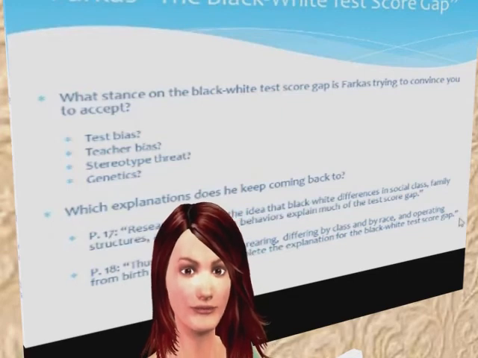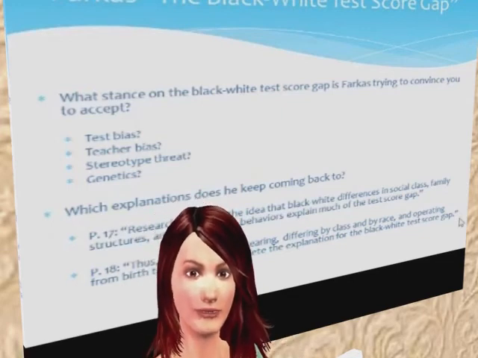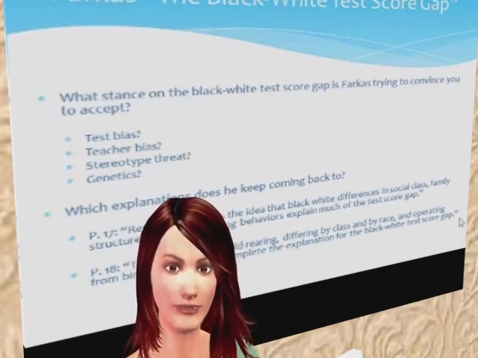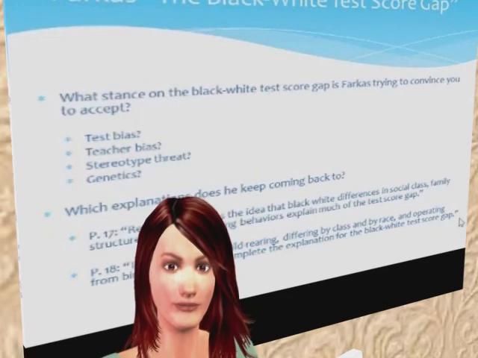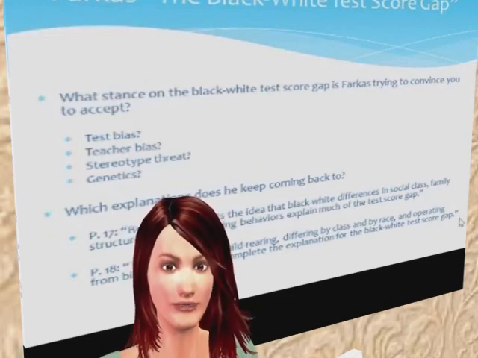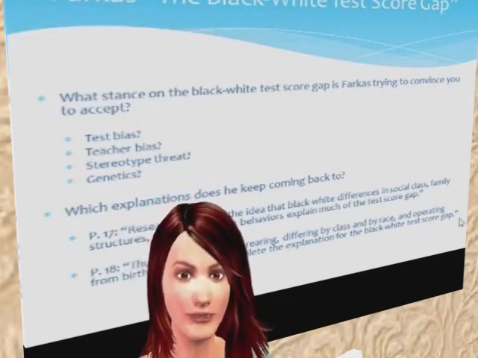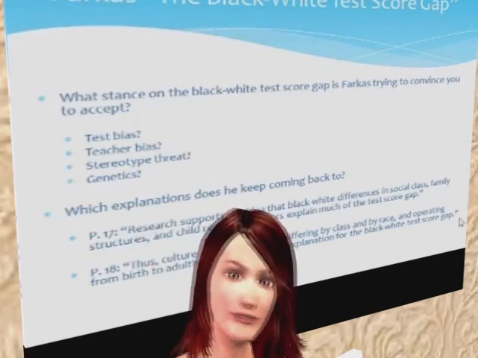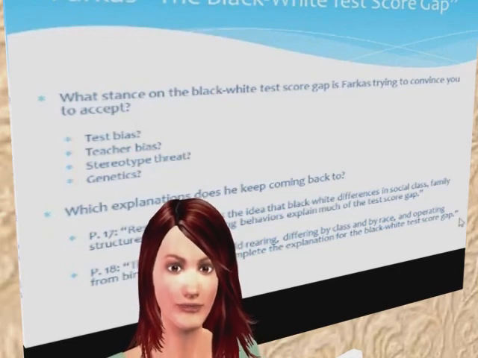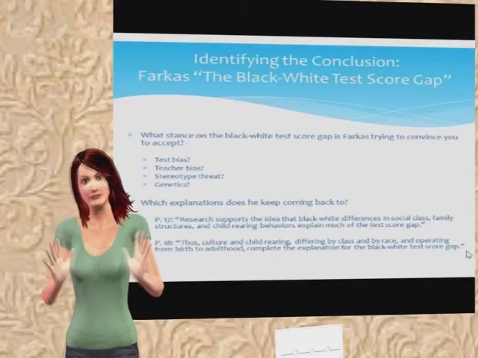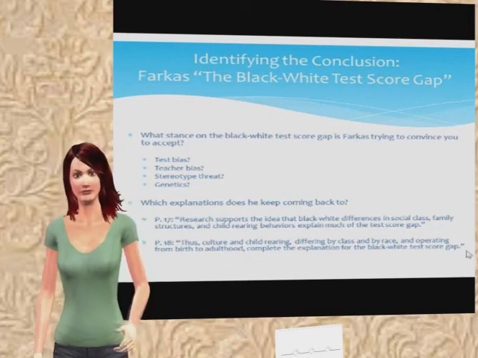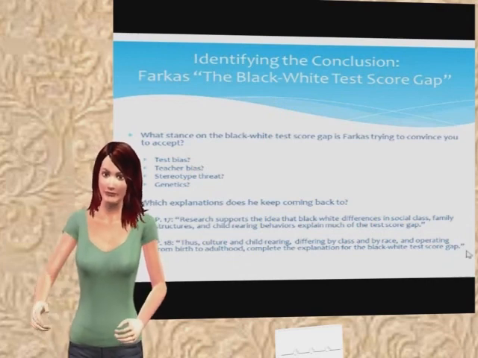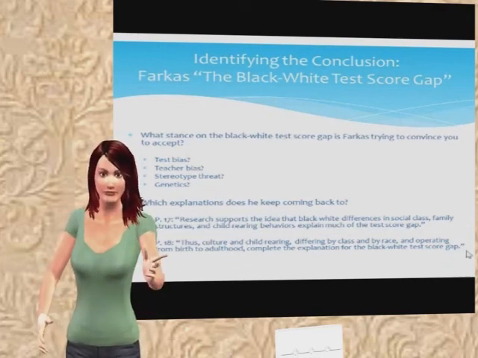So ultimately what this means, the issue is the black-white test score gap, but the conclusion is, what explains the gap? And according to Farkas, his conclusion is that child rearing practices and income explain much of the gap between overall differences in the test scores of African Americans versus whites in the United States. And so hopefully that was a helpful exercise to allow you to start practicing identifying the issue and conclusion, a very important critical thinking skill.